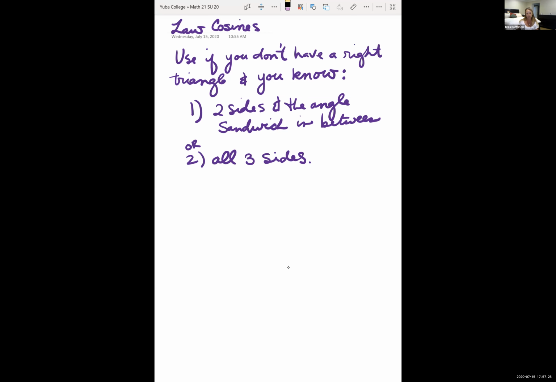It depends on which side you're looking for. So if you know two sides, it depends on which side you're looking for, which of the three equations you're going to use. They're almost all identical. So it starts with a squared. Side a squared is equal to the sum, so b squared plus c squared, the sum of the other sides squared, minus 2bc, and then cosine of the angle across from the side we're looking for, a squared. So this would be angle A.